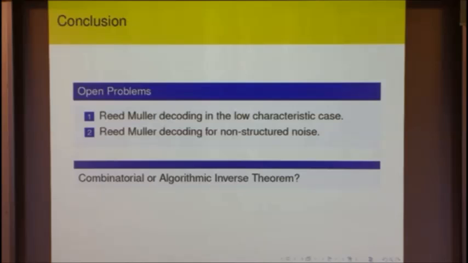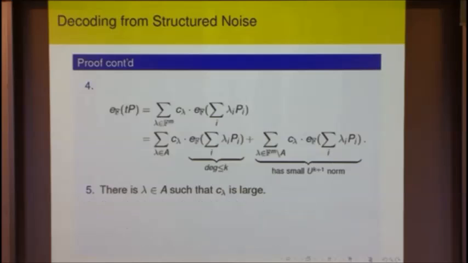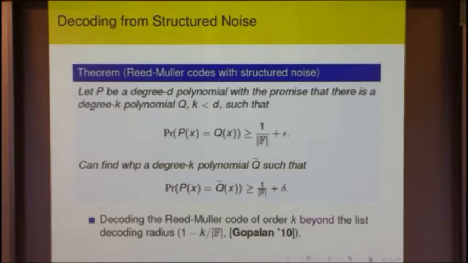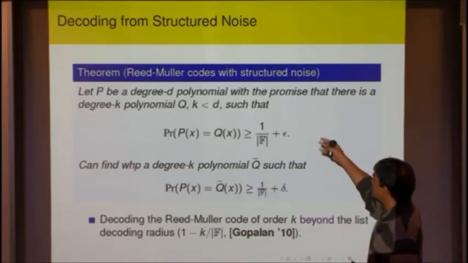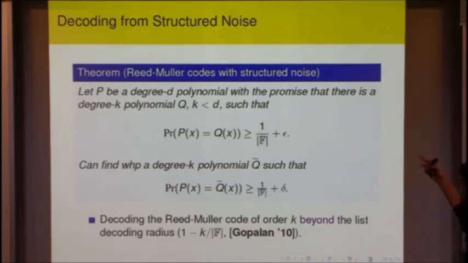Okay, so I'll end by mentioning these two problems. The last application was decoding Reed-Muller codes in the high characteristic case. It will be interesting to have the same result also in the low characteristic case. And the most challenging problem here is that we assume that we have a polynomial, that p is a degree d polynomial. But if you have some arbitrary function, can you again make this algorithmic?